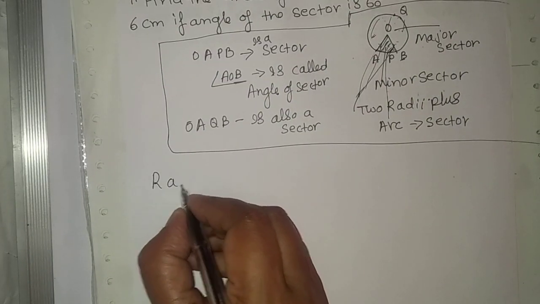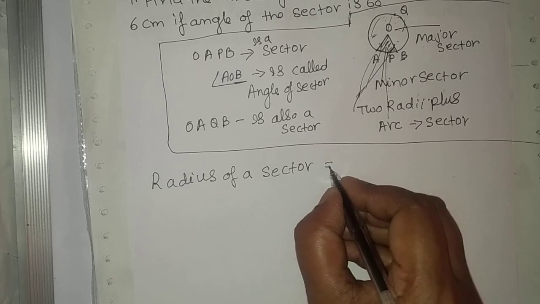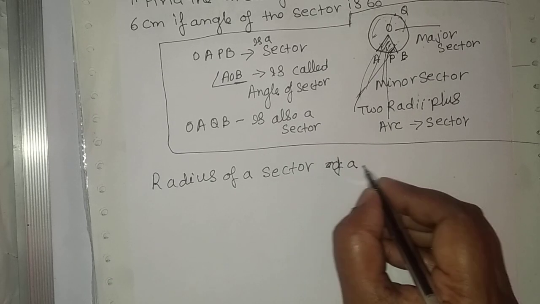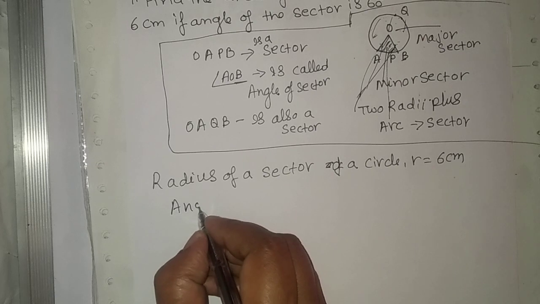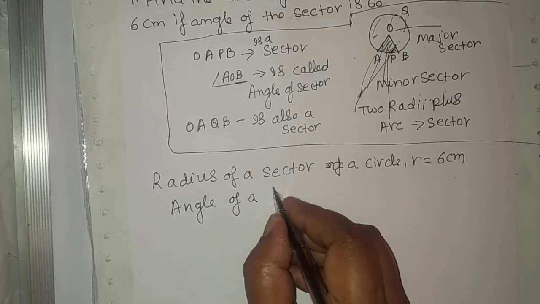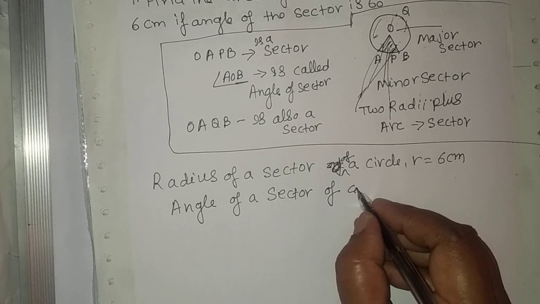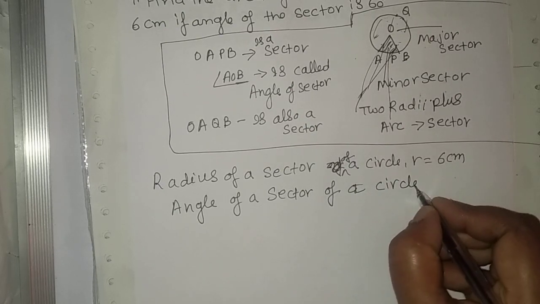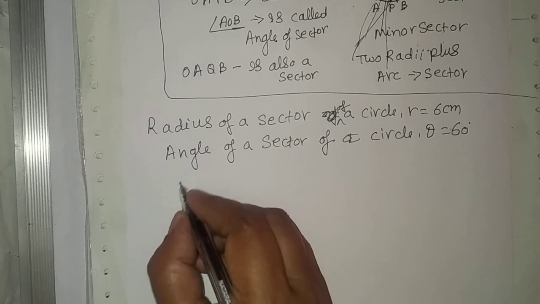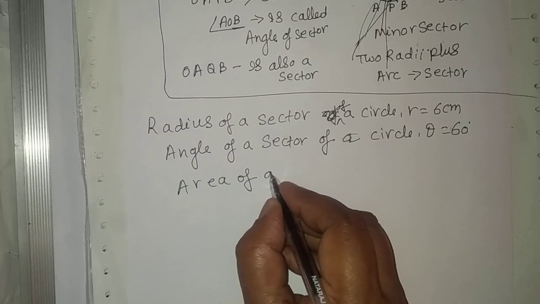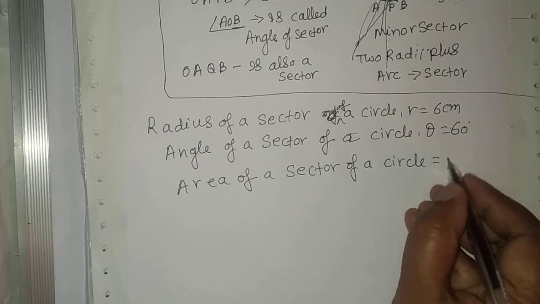What are the given data? They have given the radius of the sector of a circle, we can write, r is equal to 6 centimeters. Then one more thing they have given is the angle of the sector of a circle, that is theta is equal to 60 degrees. Next, what we have to find out is the area of the sector of a circle.